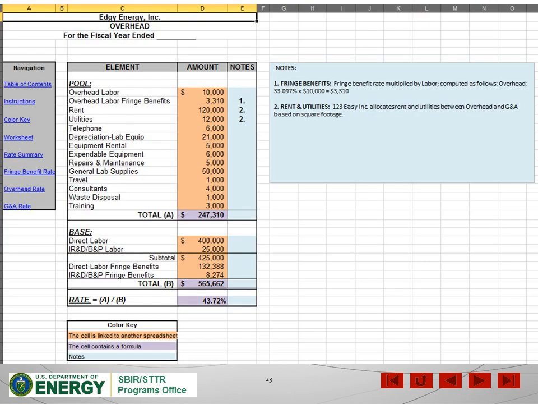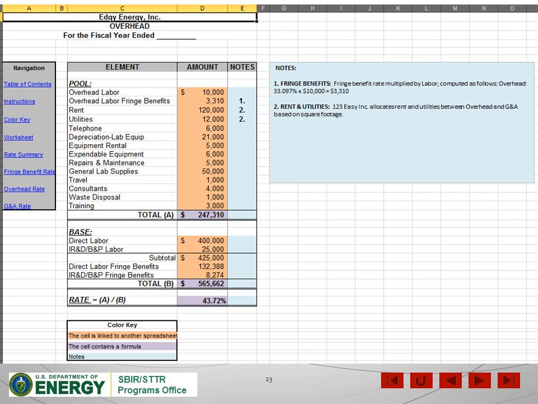This is the overhead tab of the three-pool workbook. This tab shows the calculation of the overhead rate, and the pool total of $247,310 matches the overhead total on the worksheet tab. For calculation purposes, the pool is also called the numerator. The base is composed of direct labor and fringe on direct labor. And for calculation of the rate, the base is also considered to be the denominator.